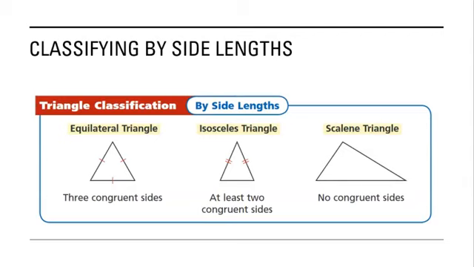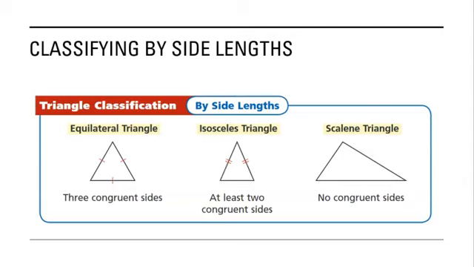Now let's look at the side length classifications. When you're classifying by side lengths, you can have an equilateral triangle with 3 congruent sides, an isosceles triangle with at least 2 congruent sides, or a scalene triangle with no congruent sides. So your triangles can have 2 names. You can name them by their angles, and you can name them by their sides. So each triangle you can give 2 classifications to.